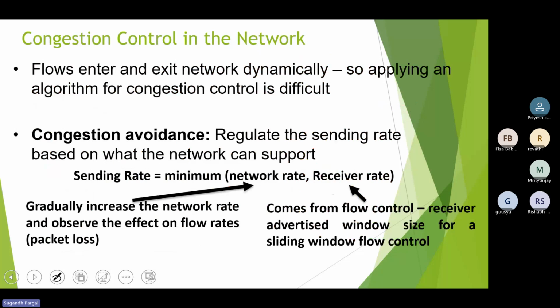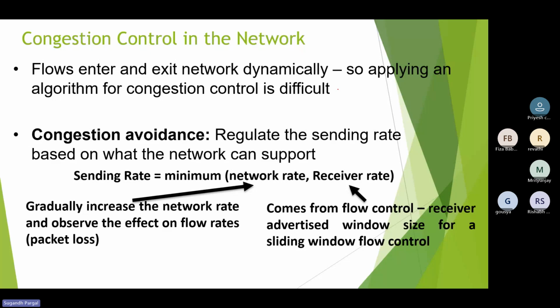So flows enter and exit the network dynamically. So applying an algorithm for congestion control is very difficult. Rather than controlling the congestion, we do congestion avoidance, which regulates the sending rate based on what the network can support. That means after the congestion has occurred, how to dynamically allocate is difficult.